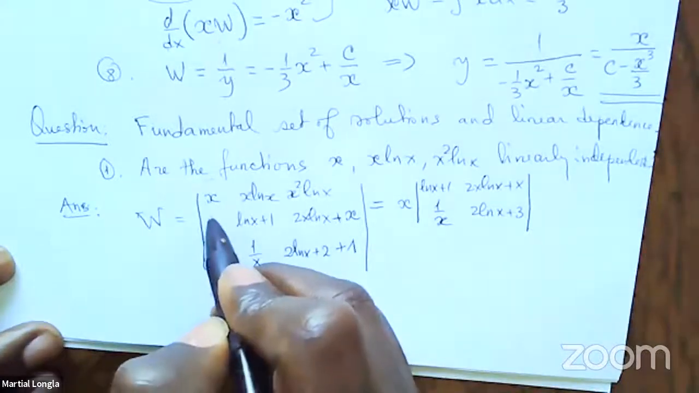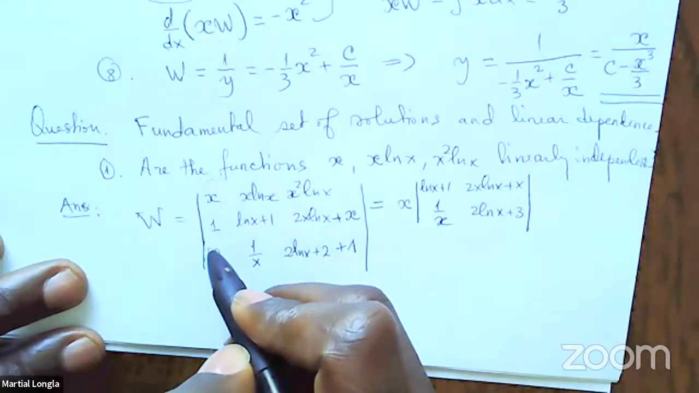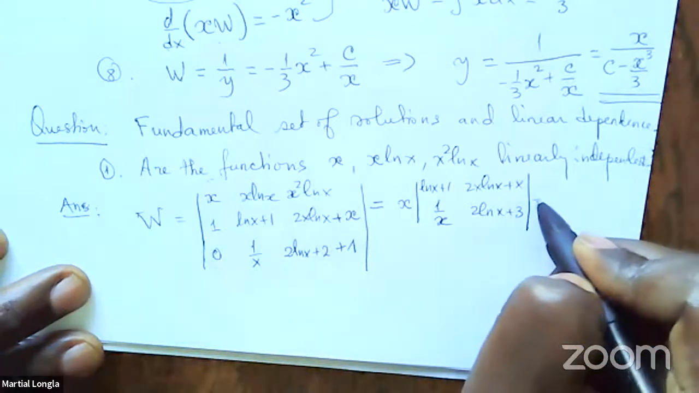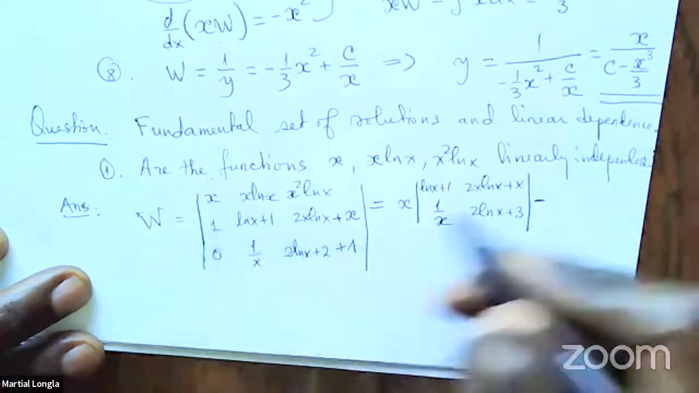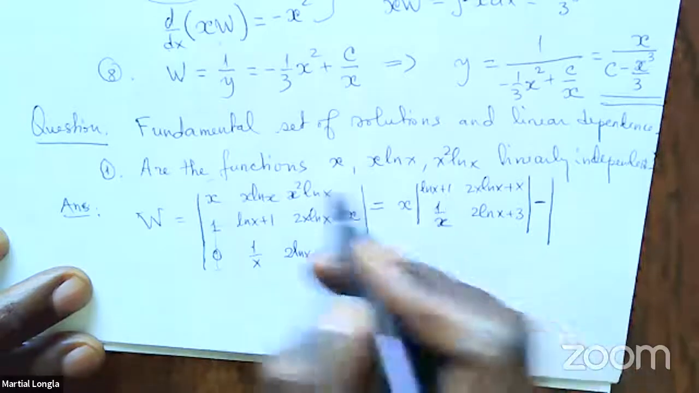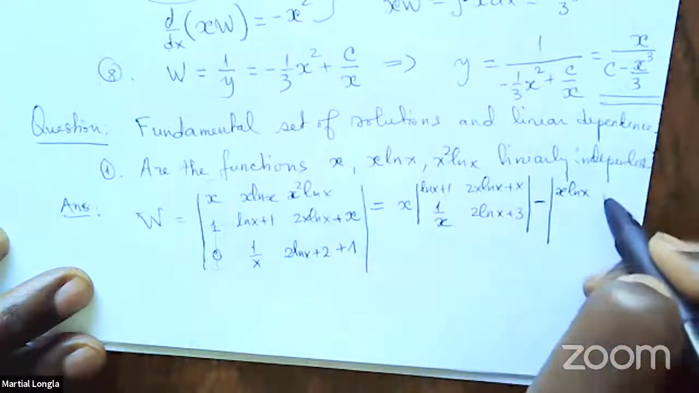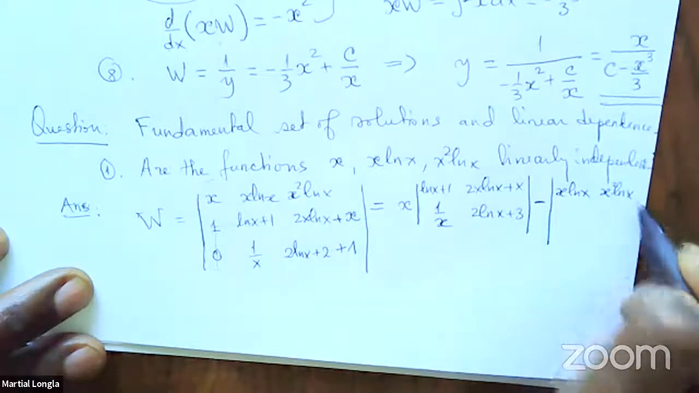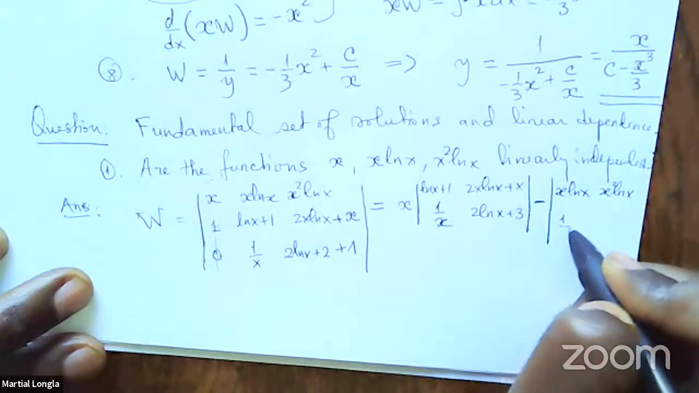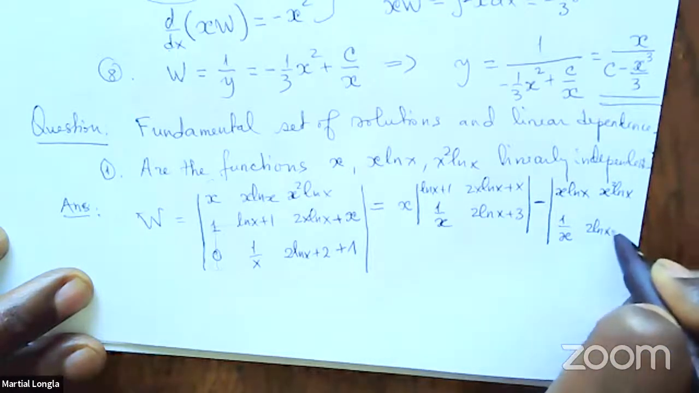Then I take the second one, negative 1 to the power 1 plus 2. That is negative 1 to the power 3, that's minus 1 times 1 times what I get when I remove this column and that row, that's x natural log of x, x squared natural log of x, and 2, 1 over x. And 2 ln of x plus 3.